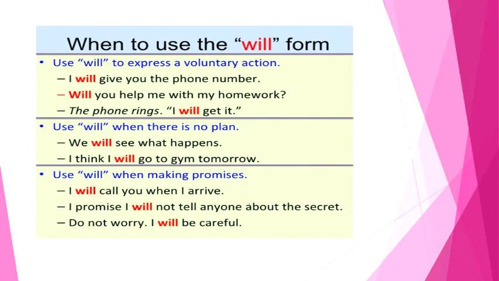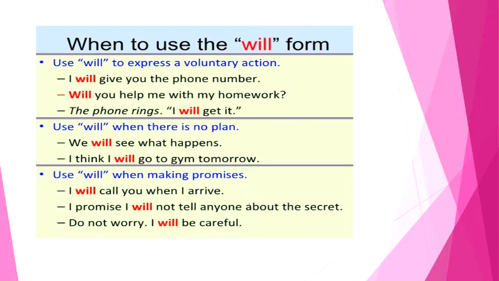Now let us have some more examples to learn the usage. We use will to express a voluntary action. I will give you the phone number. Will you help me with my homework? The phone rings. I will get it. So when we have any voluntary action, voluntary means willing action, then we use will. We also use will when there is no plan. We will see what happens.